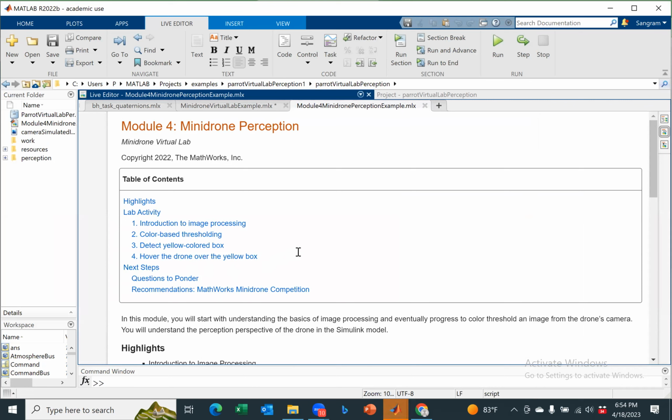That is color-based thresholding: detect a yellow color box and hover the drone over the yellow box. Everyone understood this? Yeah.